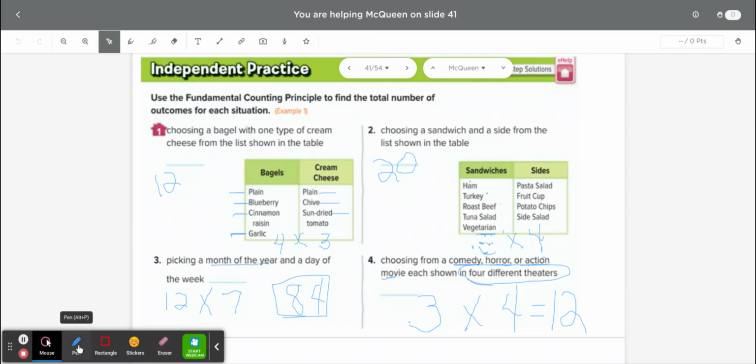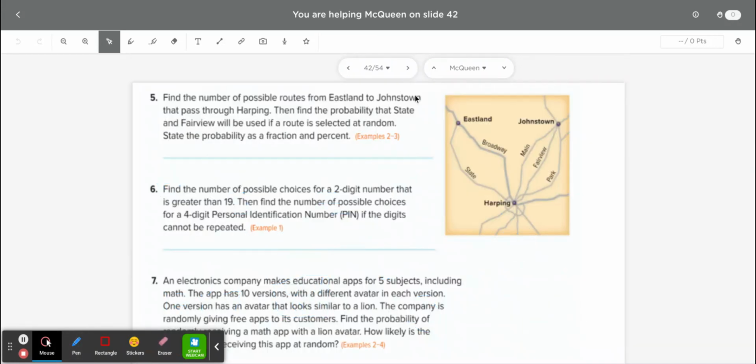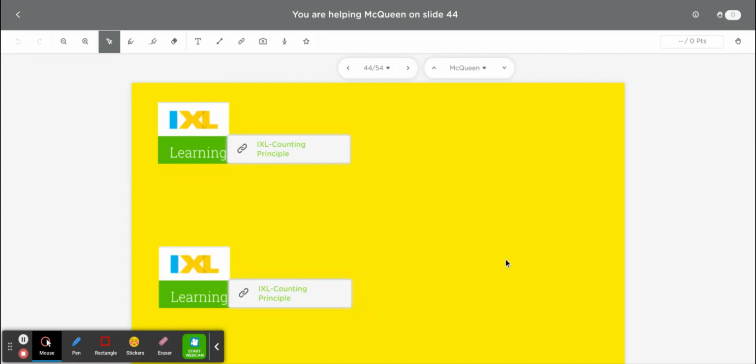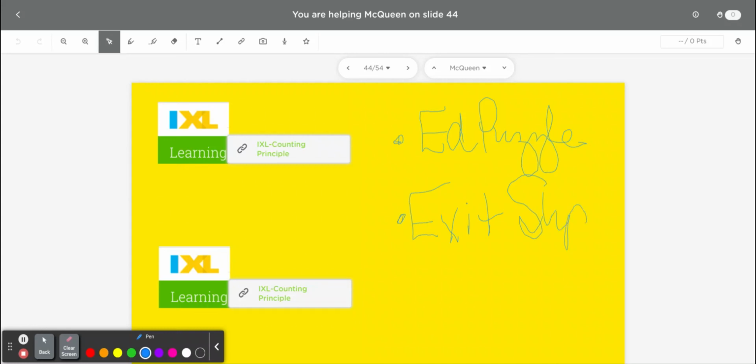All right, at this time, if you would like extra practice, you can go on to slide 43 here. I would like for you to go to slide 44 and practice with your IXL counting principle. Both of these are different, and so they are going to give you a little bit of extra practice. You will then go on and work on your Ed puzzle for this lesson. It is in your Schoology folder. And then after that, you will take your exit slip. So for the remainder of the class period, you have an Ed puzzle and an exit slip.